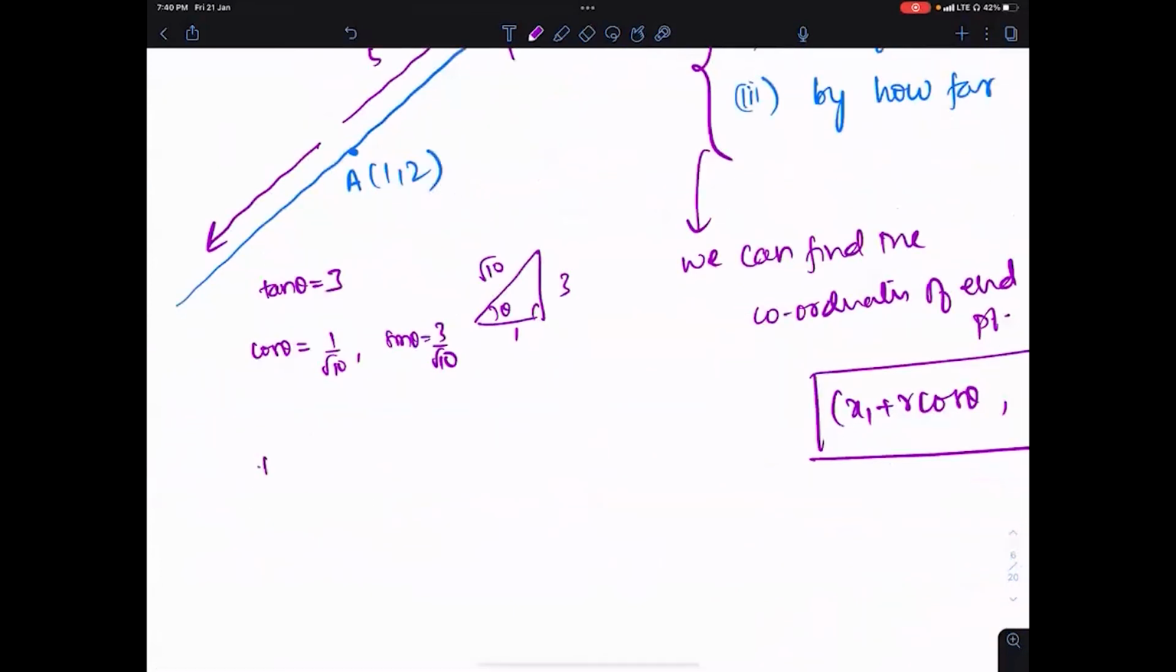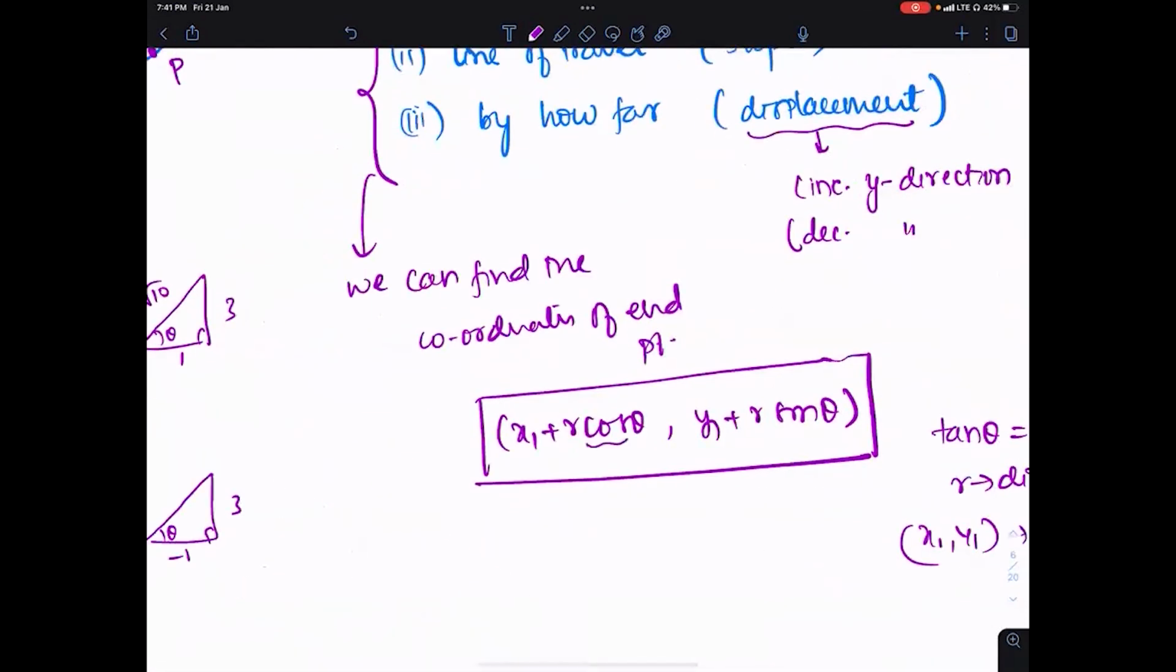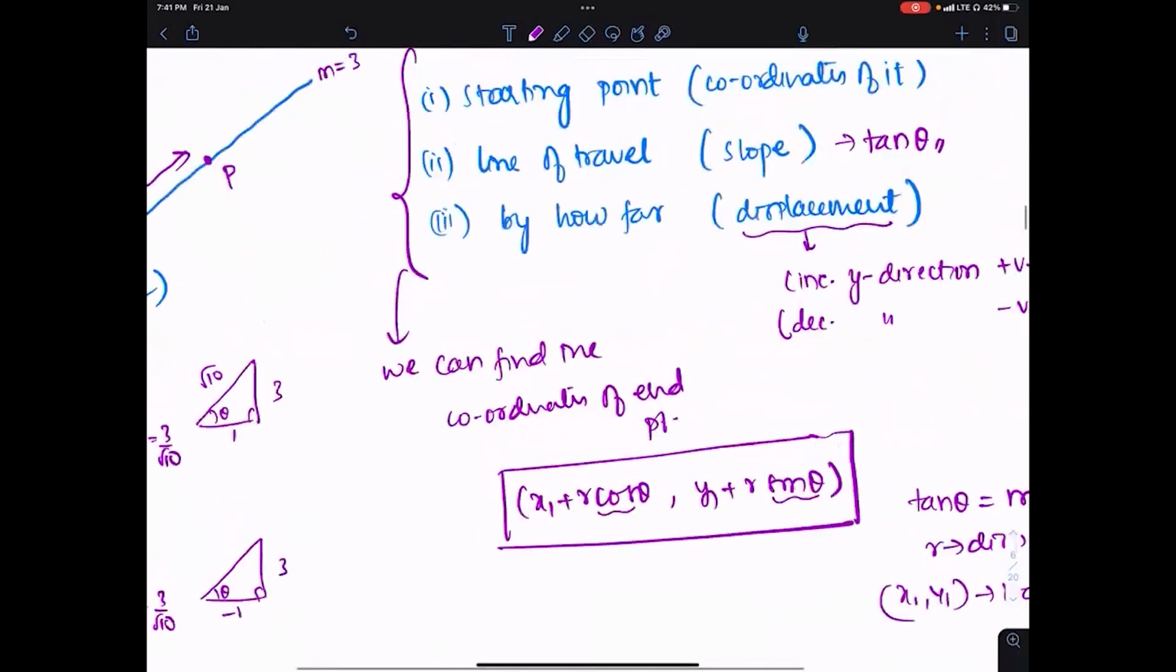And if you ask, sir, what if the slope is negative, -3, for example? Then always put the negative sign for cos. So cos theta will now be -1 by root 10 and sin theta will be 3 by root 10. Always, the negative sign will come for cos only. Okay, fine. So now we know how to find cos theta and sin theta from the line, that is, the slope.